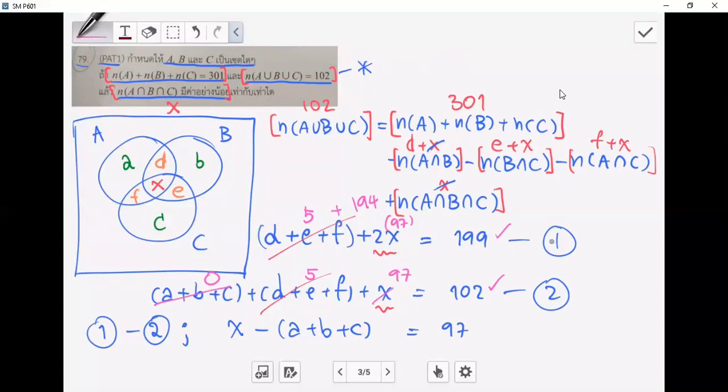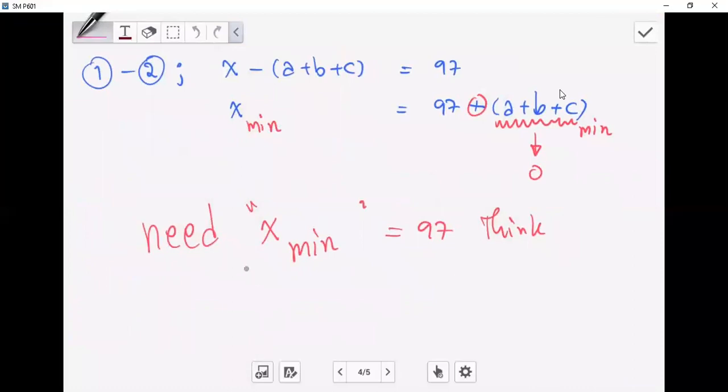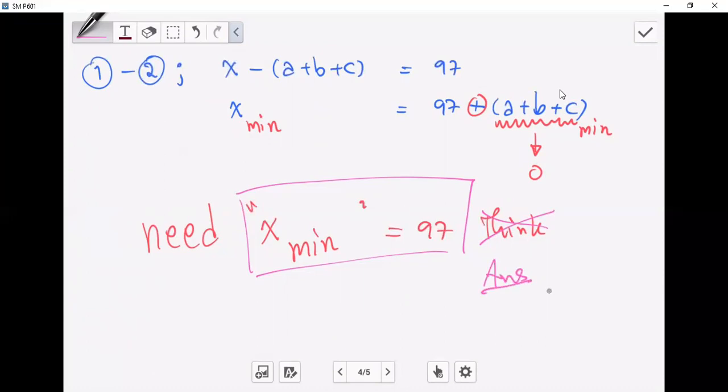And then 1 and 2, we get it from that equation. So I think that should be okay, because I see no problems, I see no errors. So come back here. If I say x minimum is 97, I think this one should be okay. This one should be our answer. Okay. So this problem, PAT1, we have the answer equal to 97.